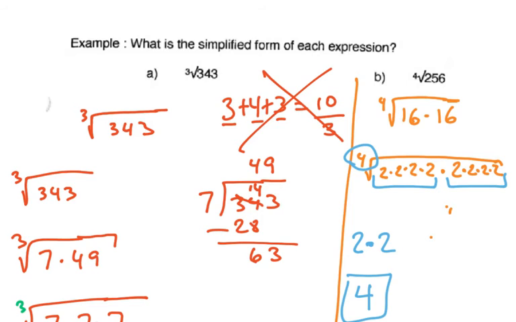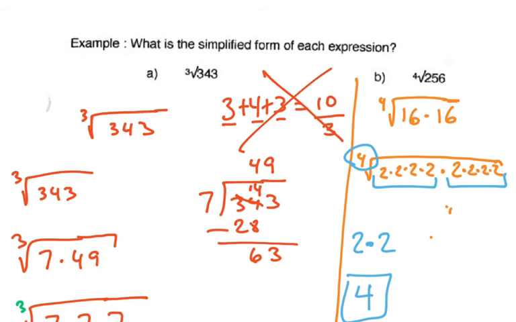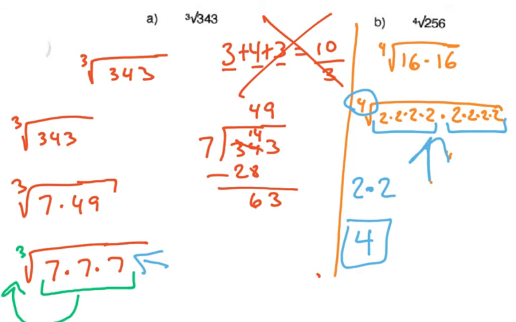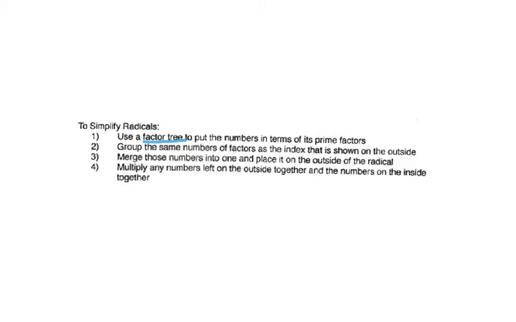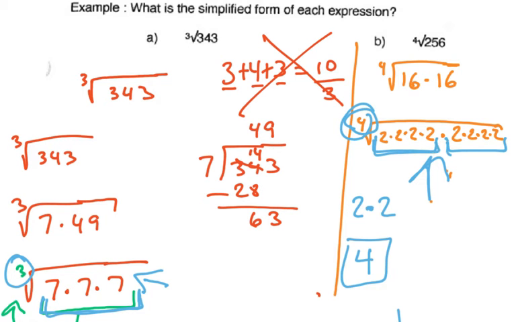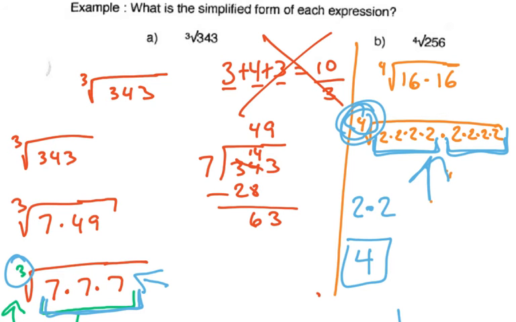And there's our answer. So, to rehash, it says use a factor tree, which is just a way of listing the factors, to put it in terms of prime numbers. So here we wrote it as prime factors. Group the same number of factors as the index. This is just a fancy way of saying here we have a group of 3 because the index is 3, and here we have 2 groups of 4 because the index is 4. Merge those numbers, then look at rule 3. Merge those numbers into one and place it on the outside of the radical. So that's what we did here.